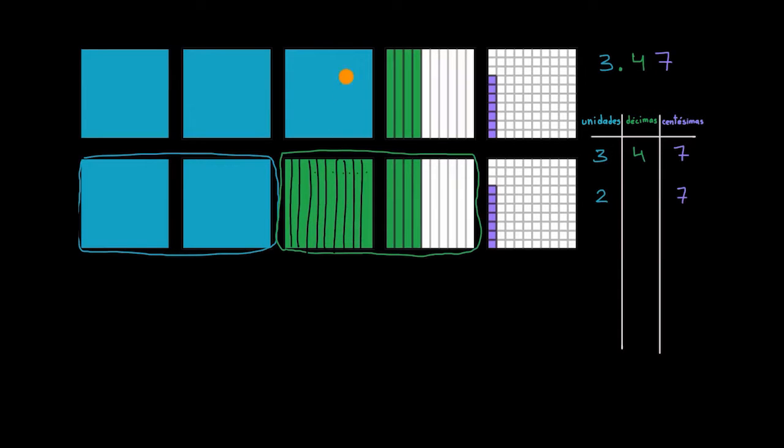Noten que tomé exactamente el mismo valor, pero lo reagrupé. Reagrupé esta unidad en décimas. ¿Cuántas décimas hay aquí? Hay 10 más 4. Ahora hay 14 décimas. Esto es interesante.